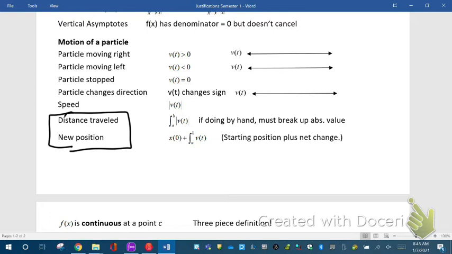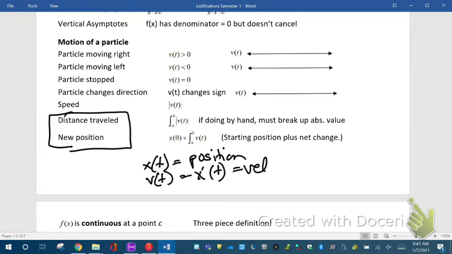So motion of a particle. Typically they give you the position, and position is often written as x of t, okay? The derivative of position is velocity, okay? Velocity is the first derivative. And hopefully you remember the second derivative is acceleration, okay? So the derivative of velocity is acceleration.